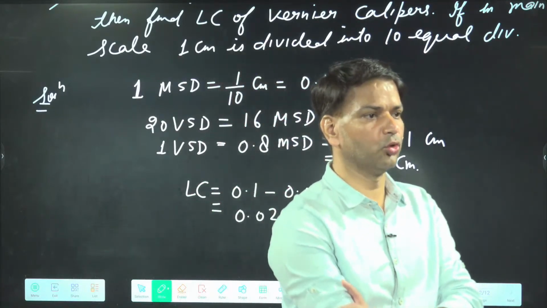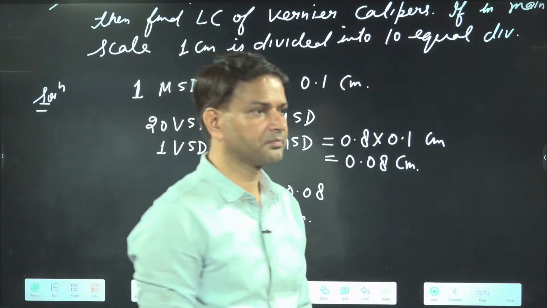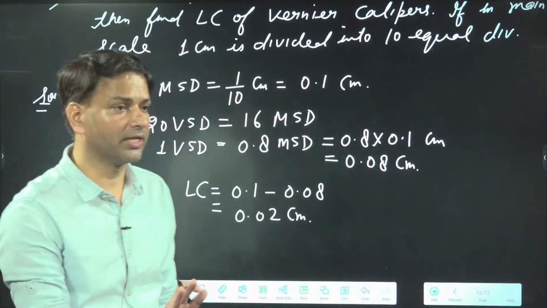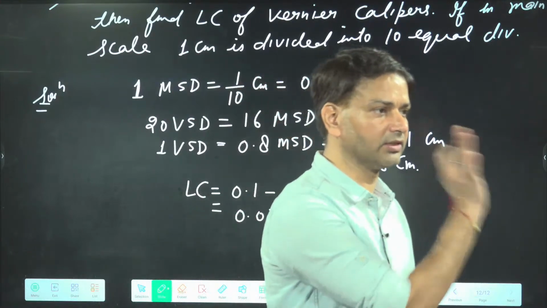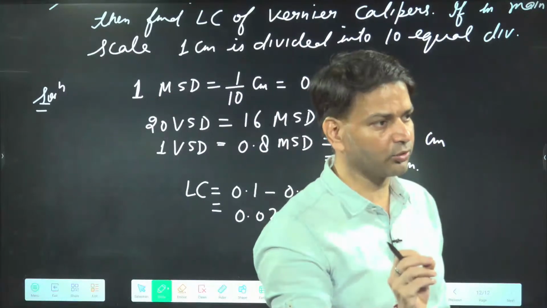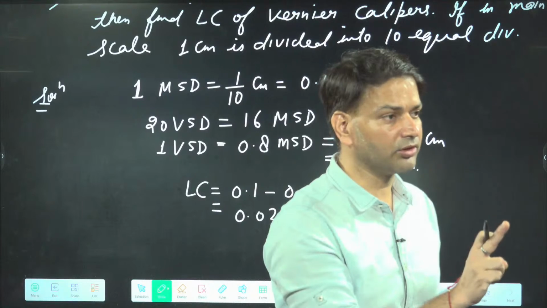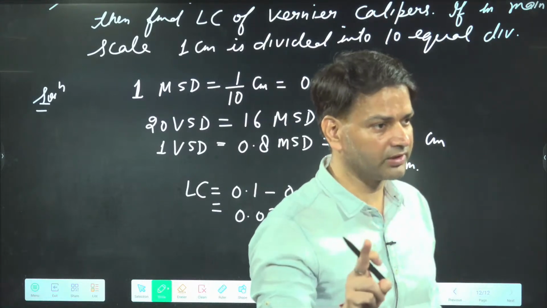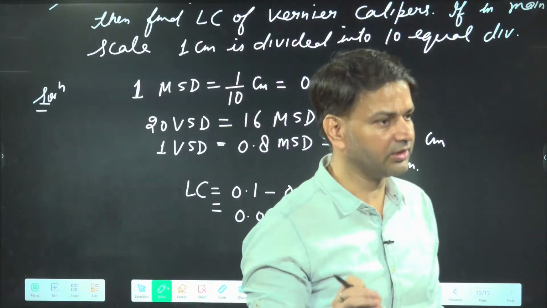Sir, should we use those three formulas? Which three formulas? No, there is no such formula. You only have to remember the procedure: what they have given. This number of Vernier scale divisions is equal to this number of main scale divisions. From that you have to calculate the VSD. And only one formula you have to remember: least count is equal to 1 MSD minus 1 VSD. In the problem you have to search where the MSD is, and how we can find the VSD. Okay.